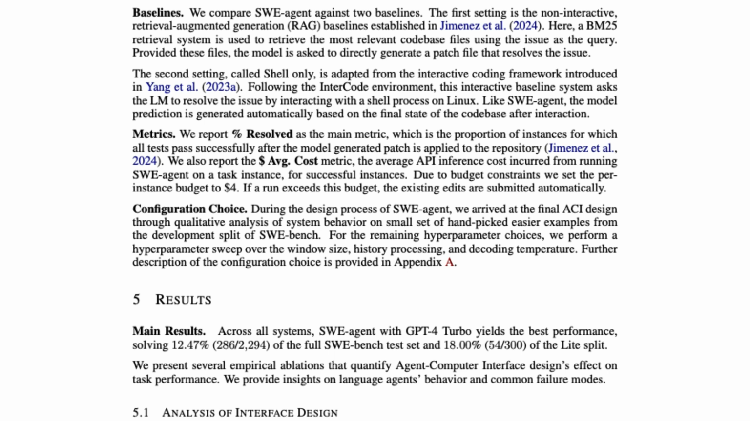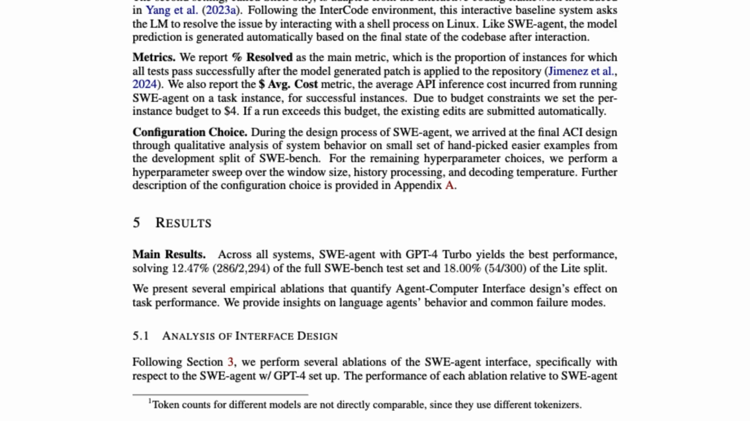5. Results. Main results. Across all systems, SWE-agent with GPT-4 Turbo yields the best performance, solving 12.47%, 286 of 2,294, of the full SWE-bench test set, and 18% of the Lite split. We present several empirical ablations that quantify agent-computer interface design's effect on task performance. We provide insights on language agents' behavior and common failure modes.